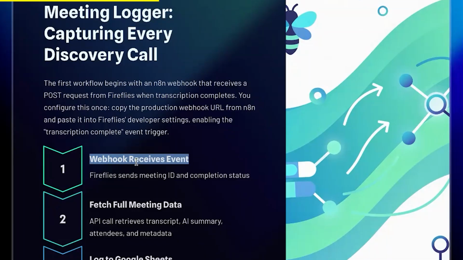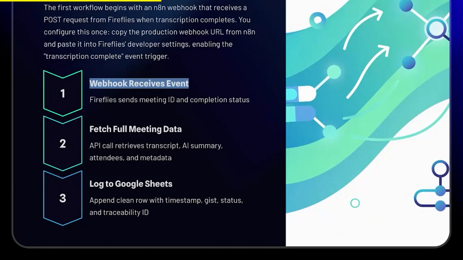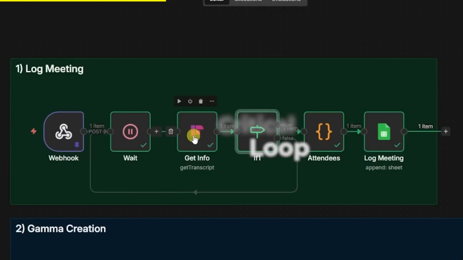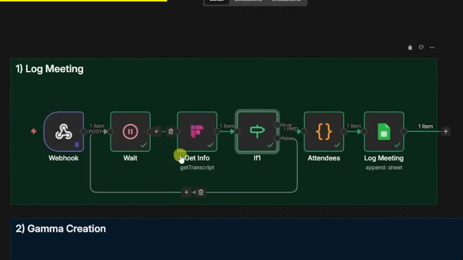It works in 3 steps. So you want to get the webhook, which receives the event. It then fetches the full meeting data. It then logs it to the Google Sheet, and so forth. So we also have, again, you've seen it in many of our workflows before, a critical polling loop. The important part of this engineering detail is that it prevents broken output.